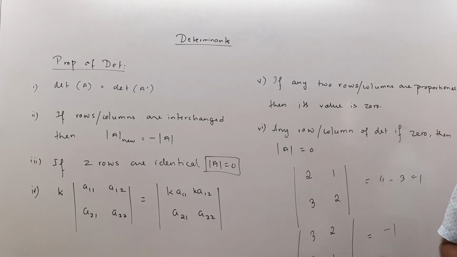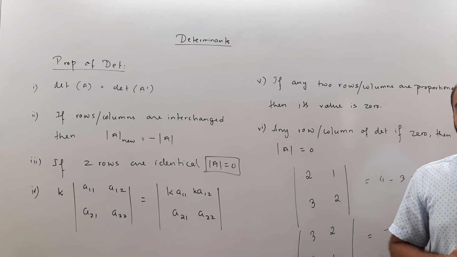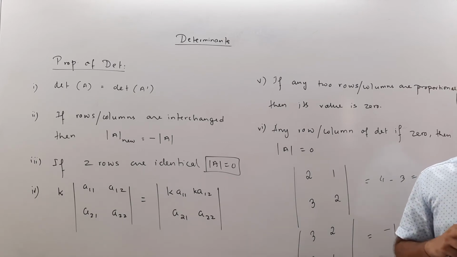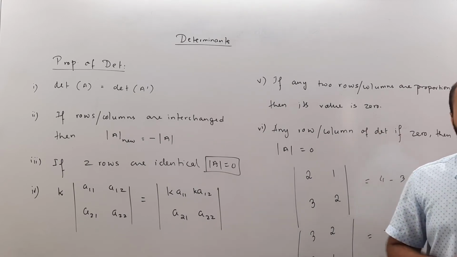Just like this property is valid for 2 cross 2, it is valid for 3 cross 3, and likewise any matrix. So if you interchange 2 rows or 2 columns, then the second property will always hold true.